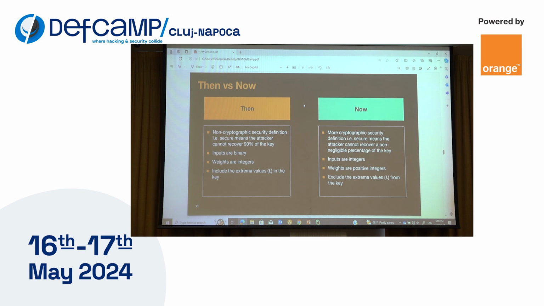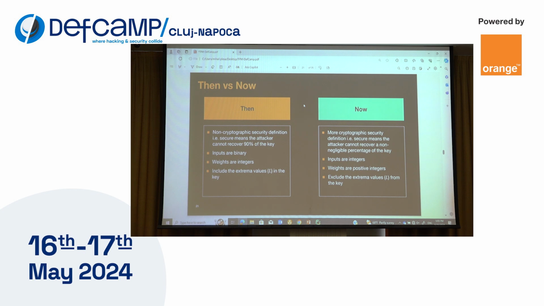Now, there was some research on this topic, and here you see something like then versus now. In the good old days of neural cryptography, we didn't have a cryptographic definition of security. We had definitions like, I can guarantee you that the attacker cannot recover 90% of the key. Okay, the attacker cannot recover 90% of the key, but you cannot guarantee me that the attacker cannot recover 89.999% of the key. So that definition of security isn't cryptographic. Now we have a more cryptographic definition of security, and we define that the protocol is secure if the attacker cannot recover a large percentage of the shared key, and we use cryptographic terms like non-negligible functions.